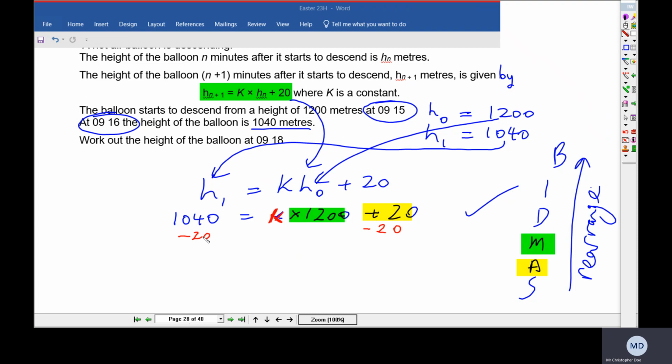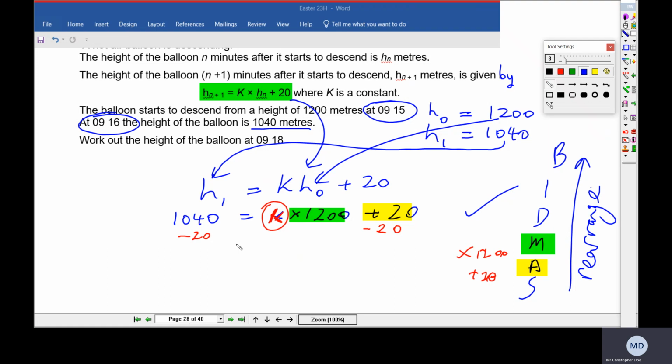Because we want to find k, and we need to gradually get rid of these two numbers, but we need to do it in order. We must deal with the plus 20 first before we deal with the multiply 1200. So let's take away 20 from both sides. If you can do that successfully, it's probably your next tick. What should I write then? Well, you write it first.